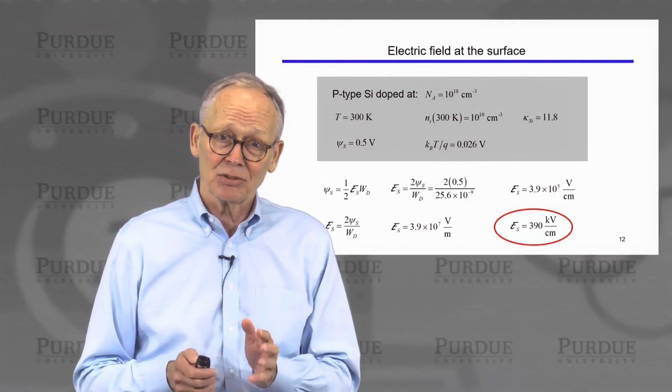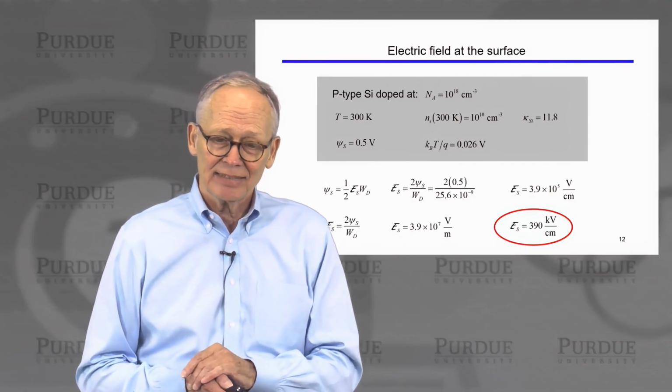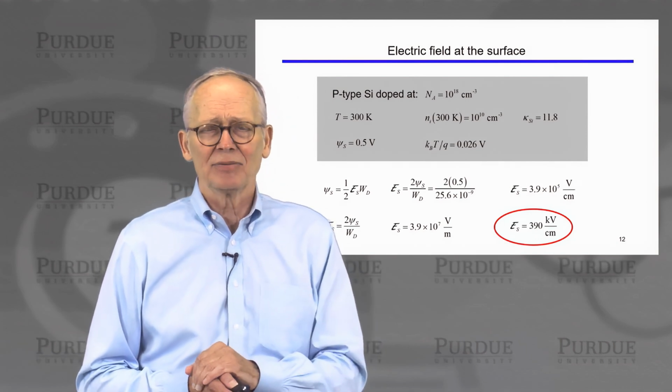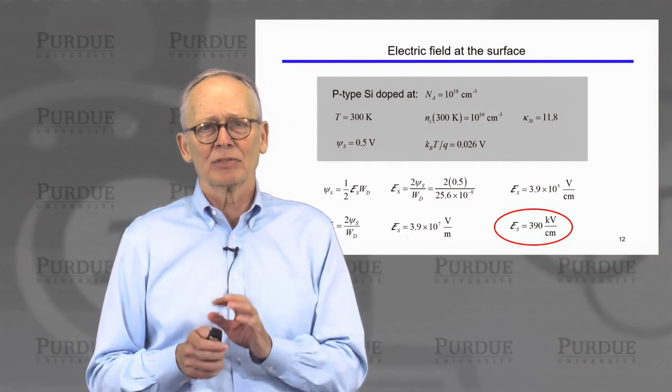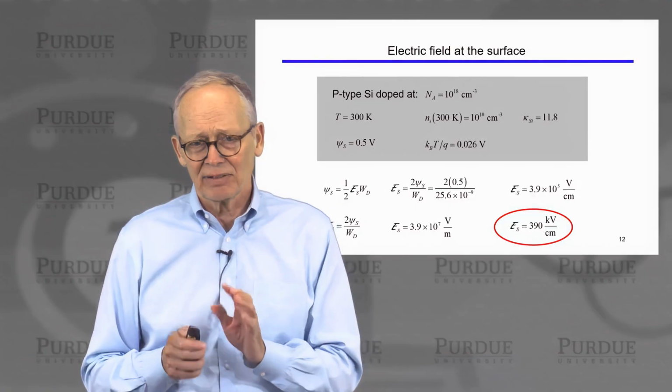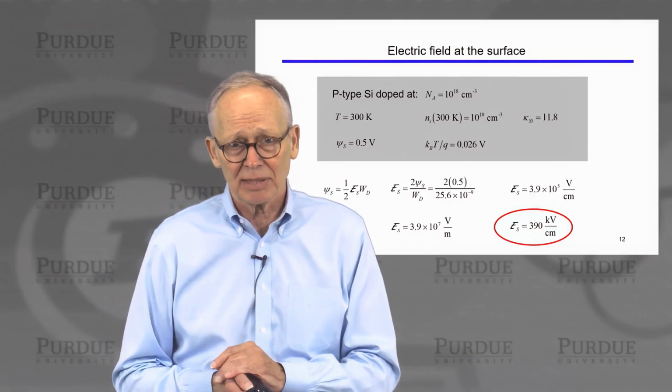That is a pretty strong electric field. So you can see that even though we've only bent the bands a half a volt, the band bending is occurring over such a small distance that these are very large electric fields that we are talking about.